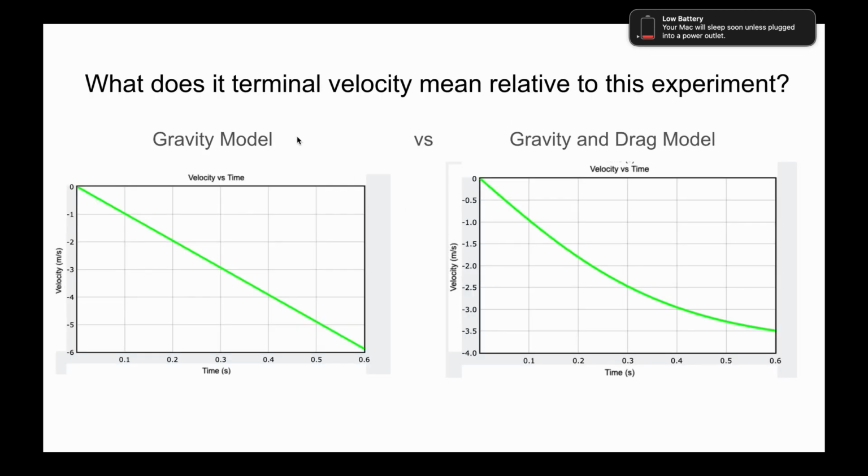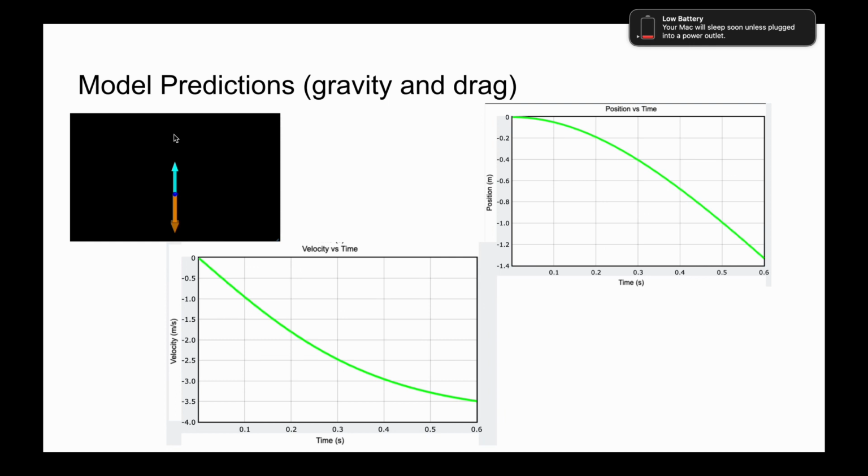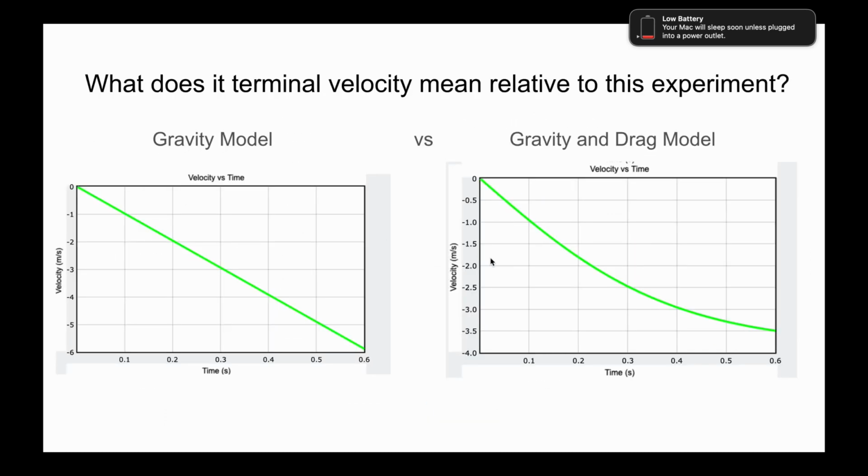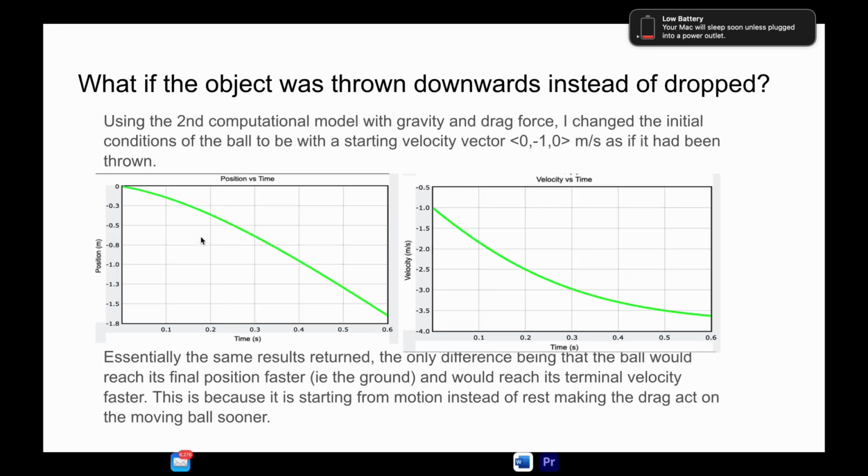What does terminal velocity mean relative to this experiment? With the gravity model, the velocity is constantly changing, but with the gravity and drag model, the slope is slowly flattening out. When you watched the ball in Tracker, you could see this drag force slowly increasing and these forces becoming more and more equal. The point at which they become equal is when terminal velocity happens. The gravity and drag model accounts for this terminal velocity, but the gravity model alone does not.